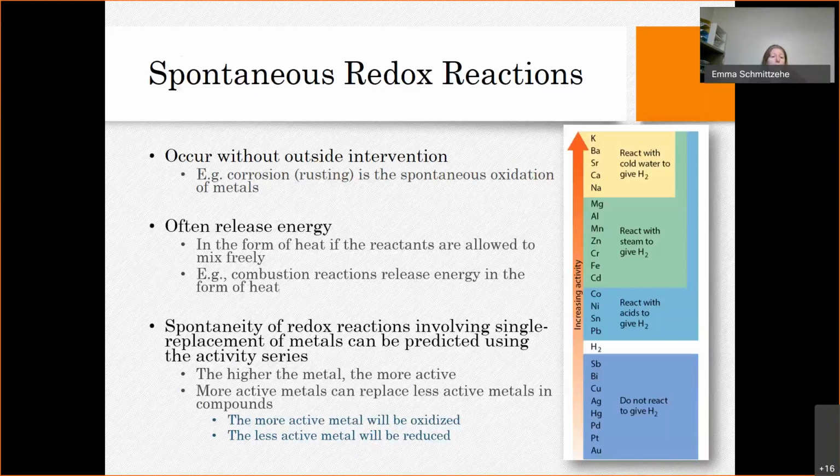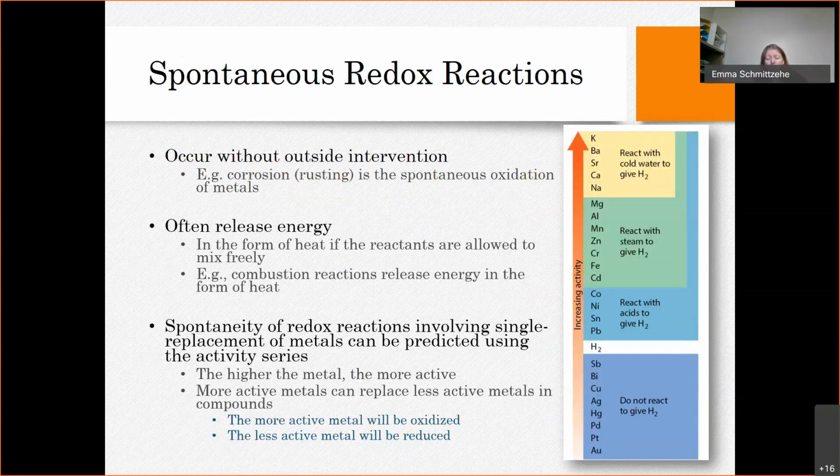Okay, so I already said that combustion reactions are redox reactions, right? Those are spontaneous redox reactions. But also single replacement reactions are a type of redox reaction always. And what we're going to look at, again, just review, is when we have a single replacement of a metal, okay? And so remember, we used this activity series. So this is the same activity series we had back in chapter 5, okay? To help us understand, will a metal replace another metal in a compound, okay?